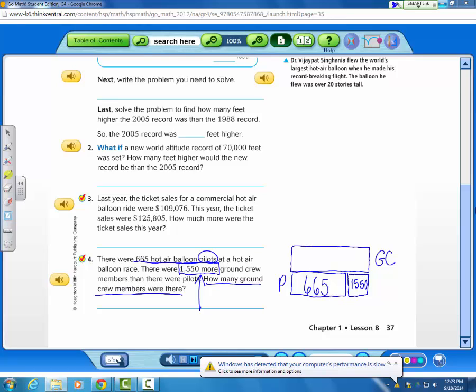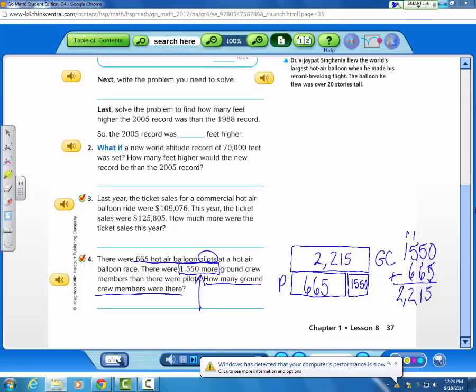So in order to find out how many ground crew there are, we're going to put the 665 together with the 1,550. The two smaller pieces go together to form the larger one. So this becomes an addition problem. And let's add. 5 plus 0 is 5. 6 plus 5 is 11. Carry the 1. 6 plus 5 is 11. Plus 1 is 12. Carry the 1.